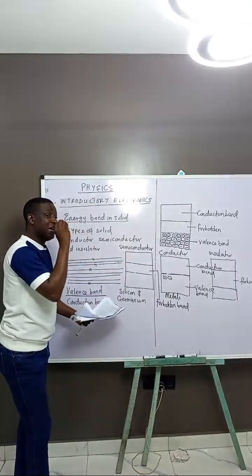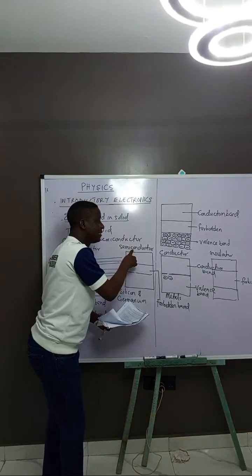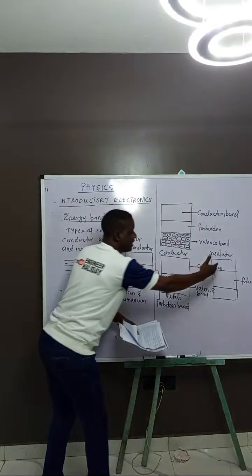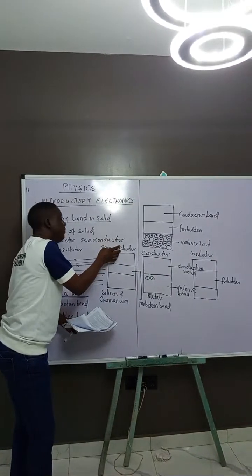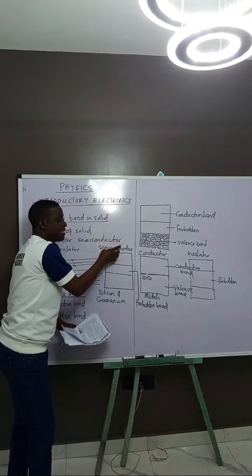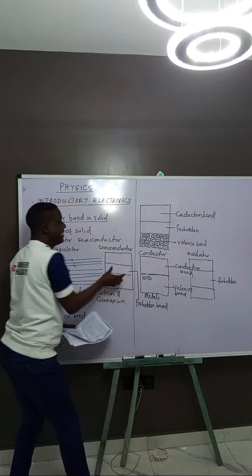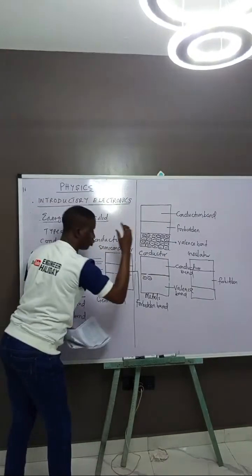Now, there are temperatures at which this will operate and it will be called an insulator. That means there are temperatures that can be given to a semiconductor to make it become an insulator. There are also temperatures that can be given to a semiconductor to make it become a conductor.